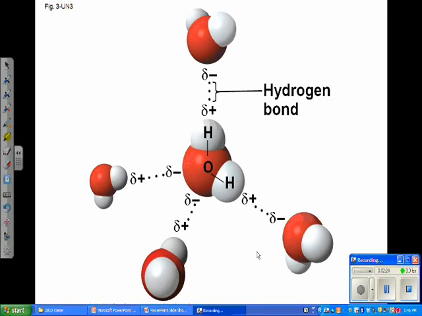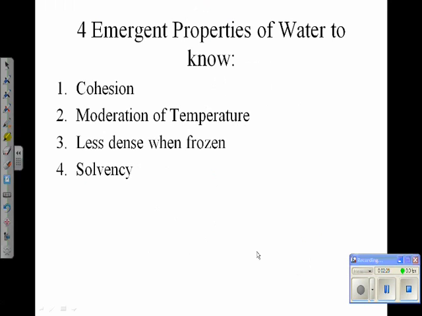We can identify 4 properties of water important for life on Earth. These emerge directly from water's polar nature and its propensity for hydrogen bonding. Let's call them emergent properties because they emerge from the structure-function relationships that exist in the water molecule. These properties are cohesion, moderation of temperature, the fact that water is less dense when it's frozen, and also that water has a high degree of solvency.